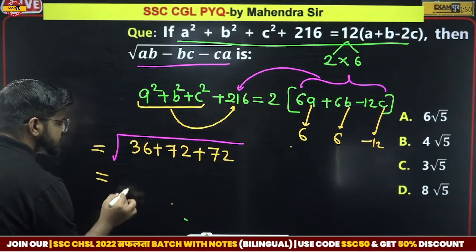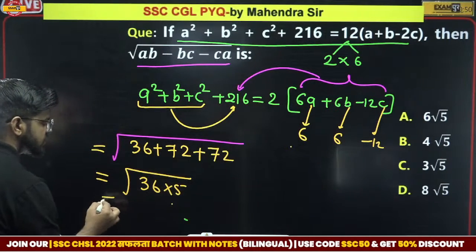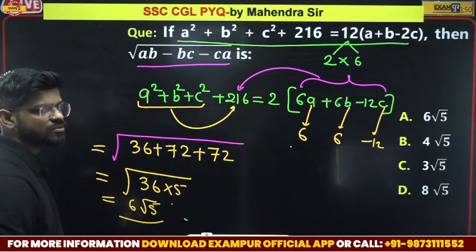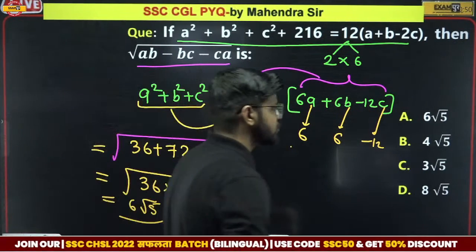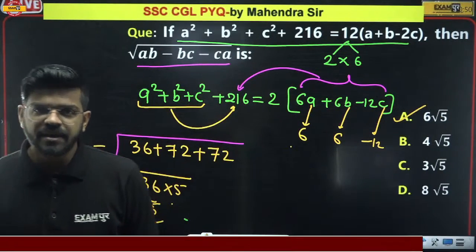Overall we are getting 36 five times. Yes or no? So 36 will come out and the answer will be what? 6 root 5. Did you get that? Yes or no? Do you like the trick?